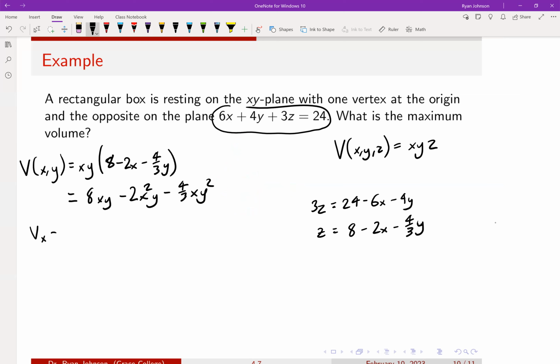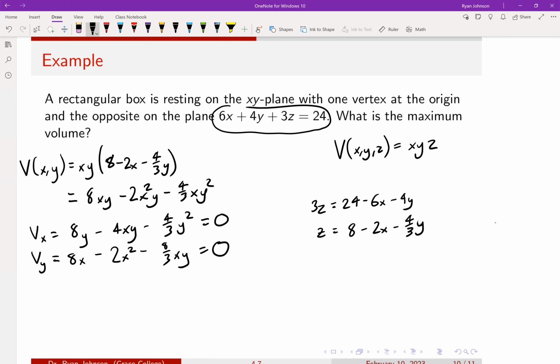So then Vx is 8y minus 4xy minus 4/3 y squared. Vy is 8x minus 2x squared minus 8/3 xy. Those two derivatives are never undefined because it's just multiplying things together and adding them. But I can set them both equal to 0.